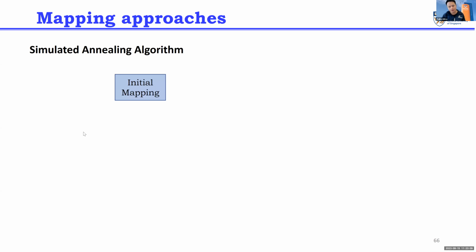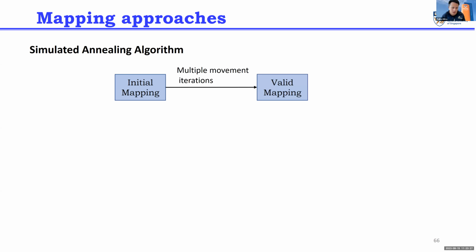So in CGRA mapping, we first generate an initial mapping. I mean, for each II, we generate an initial mapping. It's usually invalid. For example, you have some congested routing, or some nodes can't be mapped. But don't worry about this. We will try to do multiple iterations or moves. I mean, remapping some nodes and rerouting some nodes, and try to find a valid mapping.